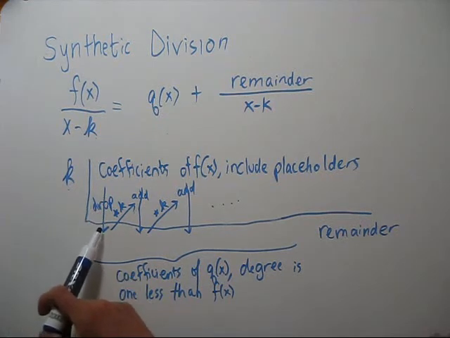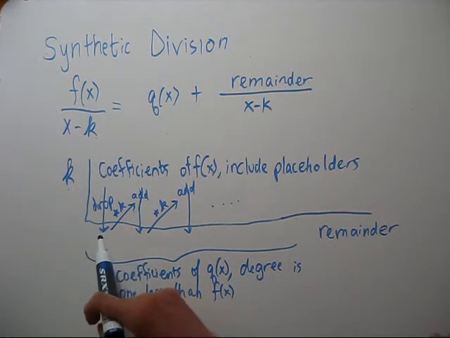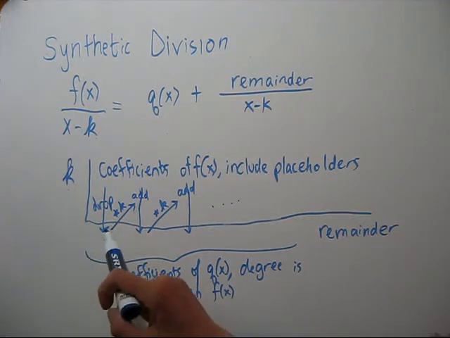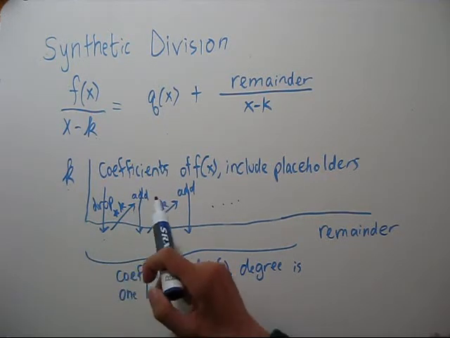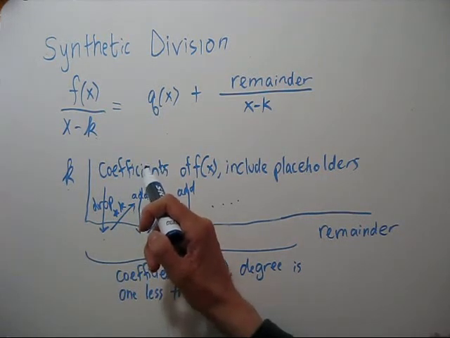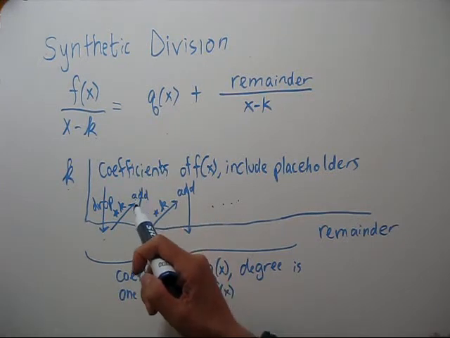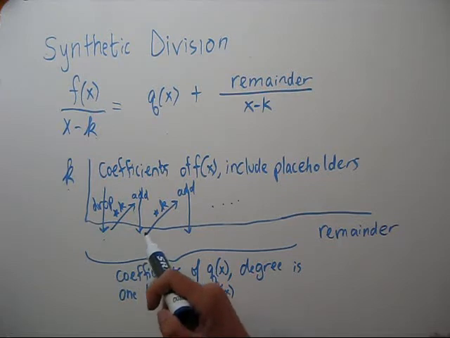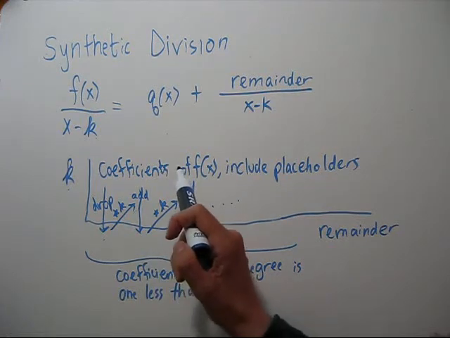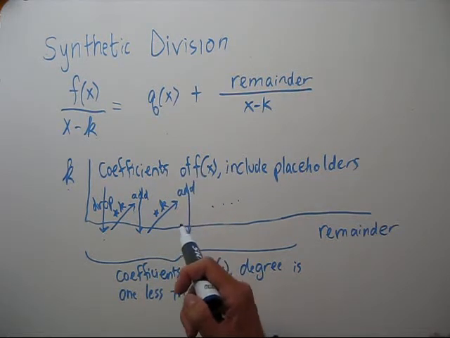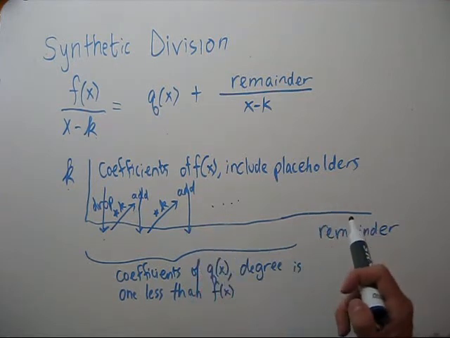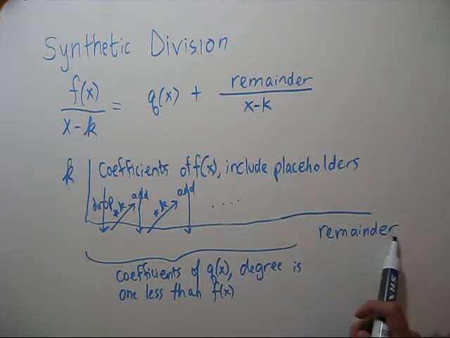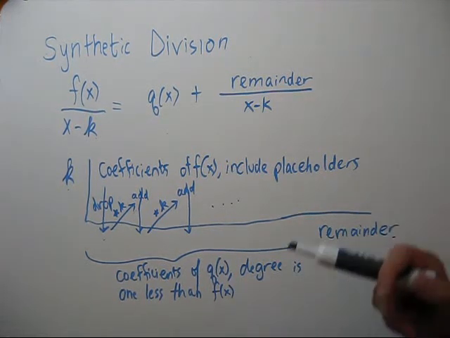You drop your first coefficient. Then whatever that number is, multiply it by k and put it right there. Then you add whatever coefficient is here to that number, put it right down there. Then take that number, multiply by k, add whatever coefficients there, put that number there, and keep going. The last number you get is your remainder, right there.